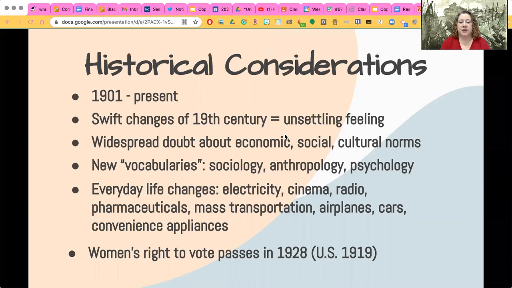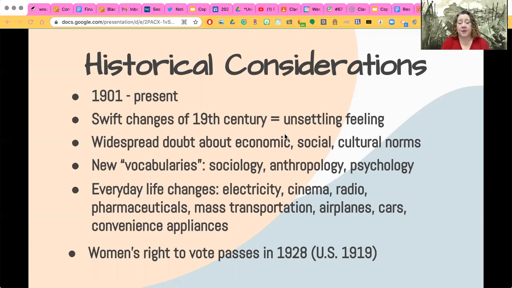There are a lot of changes that happen moving from the 19th to the 20th century, and so the feeling is less secure. War tensions are rising in Europe, especially around the Balkans, like Serbia and Bosnia, and that's actually where World War I will start. The spark for World War I will begin there. And so there's this unsettling feeling throughout Europe that things aren't solid, that things are kind of touchy. There are doubts about economic, social, and cultural norms.